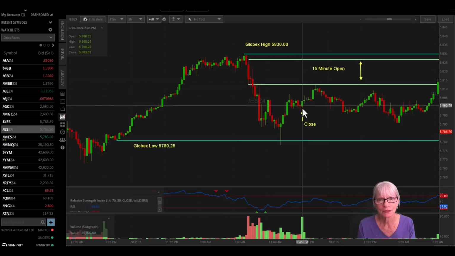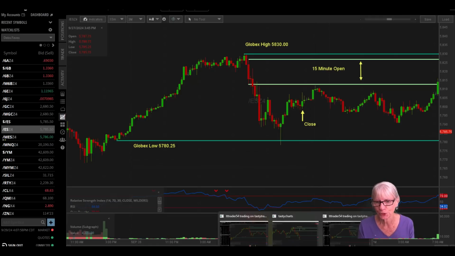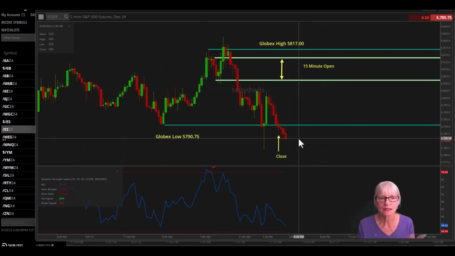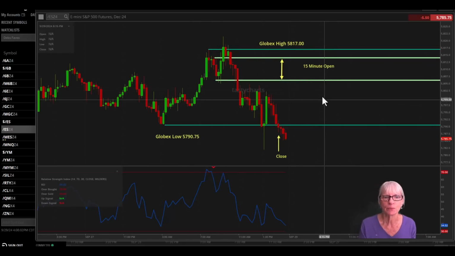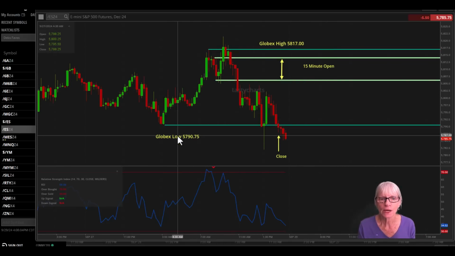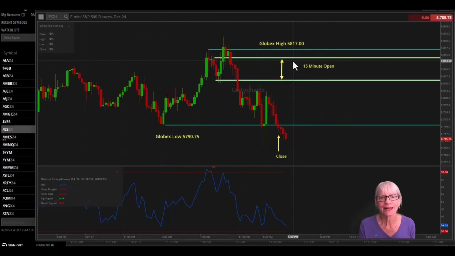So I just wanted to show you that even though the market has a lot of reaction overnight, that doesn't mean you don't have plays in the morning when you use this strategy. It really can be a dynamic strategy for you. Now let's look at the next day in the S&P. Here I marked the Globex low, 57.90, Globex high, 58.17, and here's our first 15-minute candle open.